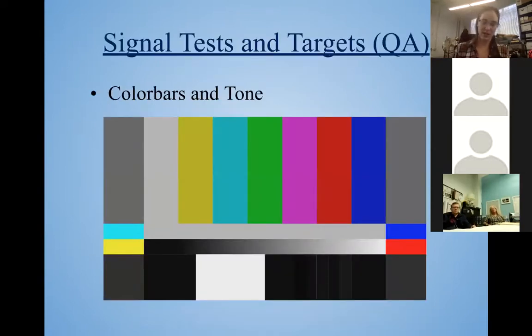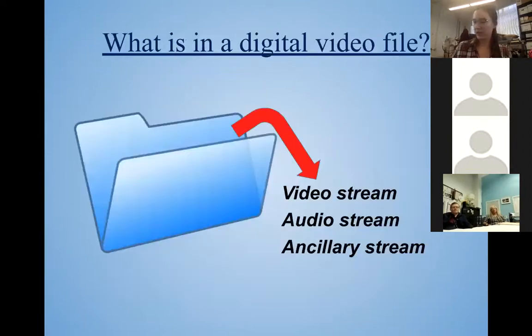And here's the color bars, and then a lot of times there's an audio signal tone that gets sent in order to calibrate video and the audio accompanying. Within a digital video file, it looks very similar to a digital audio file, but you just have more, because video is more. It has your video stream, and then your separate audio stream, and then you have your ancillary stream of metadata, time code, captions, etc.